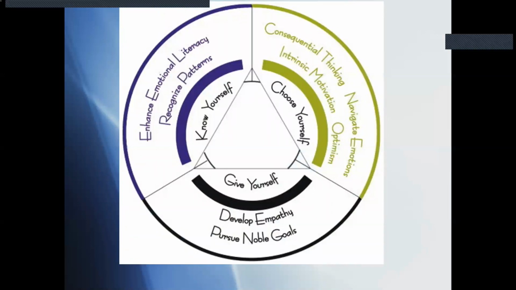All right, another graphic here on emotional intelligence. Know yourself, give yourself, choose yourself. Intrinsic motivation, optimism, consequential thinking, navigate emotion. Choose yourself just means you have to take care of yourself before you can be good at taking care of other people. If you run yourself into the ground, or if you're very negative, etc., it's hard to be motivating and a blessing to other people. The goal here is to give yourself.